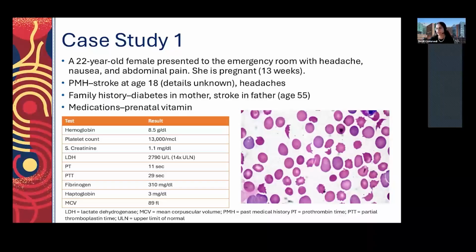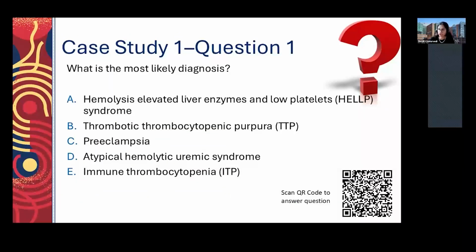And then as a hematologist, you get a blood smear, and this is what you see. There is an abundance of these red cell fragments or schistocytes, indicating a microangiopathic hemolytic anemia. And what we don't see here are platelets. You're also seeing some polychromasia, indicating the reticulocytosis.